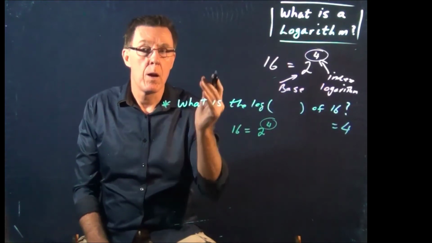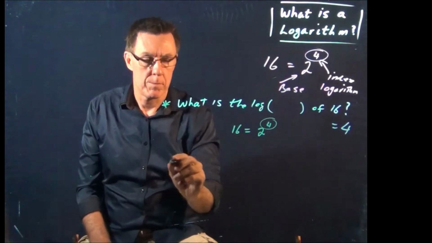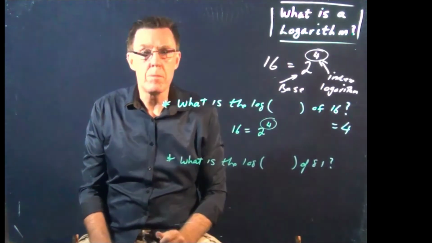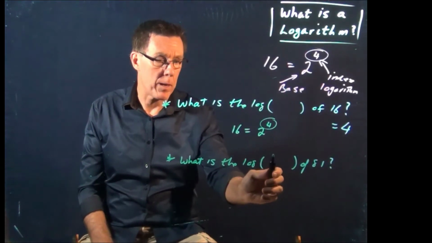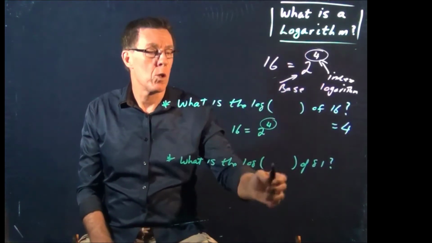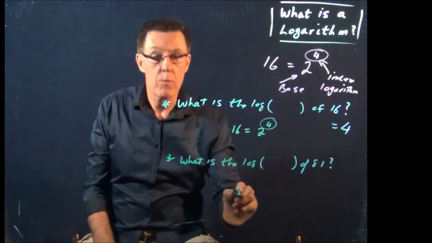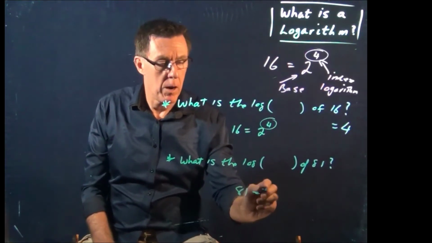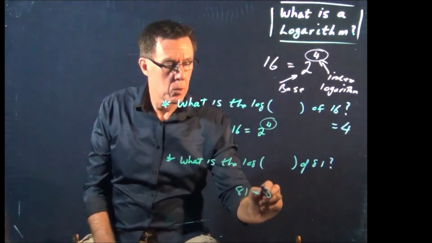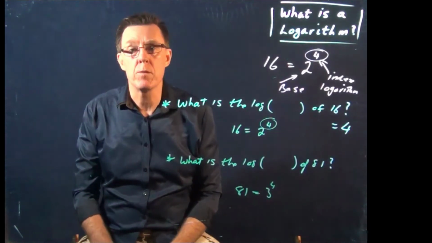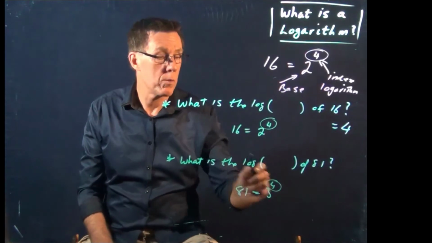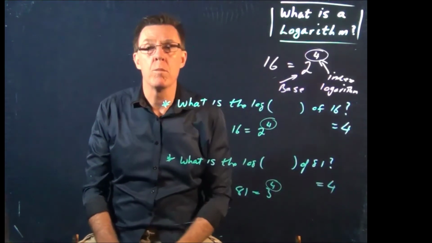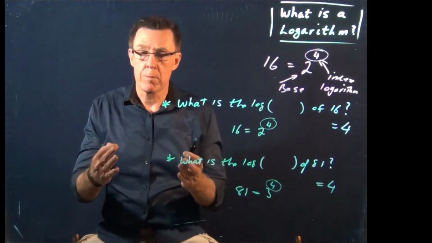Because what if I gave you this particular question? What is the log of 81? Once again, I've left the bracket there. Because the log is an index, let's take my 81 and write it in power notation. I know that 81 is 3 to the power 4. We learned that in the previous video. So I take the index part. What's the log of 81? It's 4. We've got a problem.